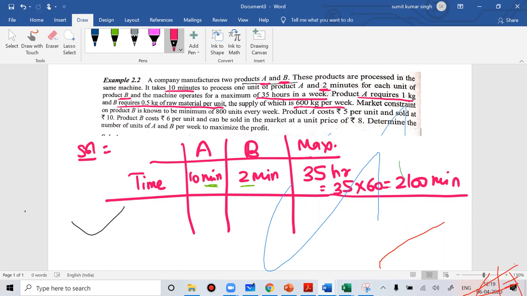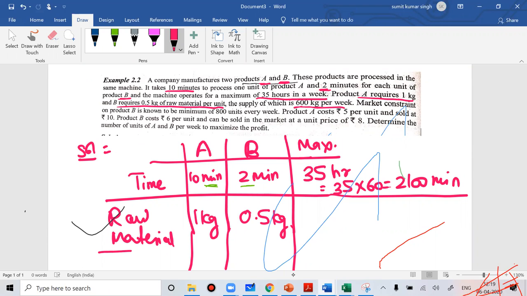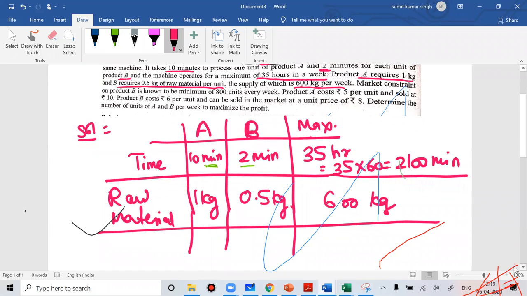Talking about raw material, product A requires 1 kg and product B requires 0.5 kg. And the maximum raw material they have is 600 kg per week. The market constraint on product B is known to be a minimum of 800 units per week. So when you are manufacturing B, you manufacture a minimum of 800 units.